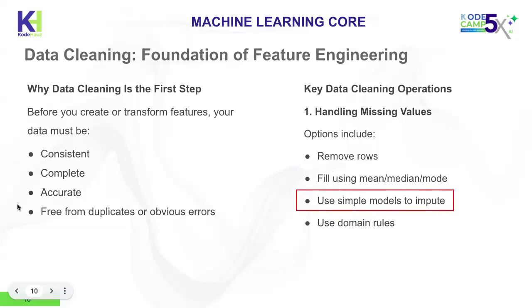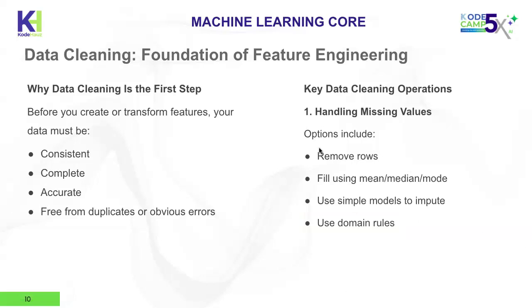Then the last one is domain rules. Like I said, in a lot of cases, these are domain specific. So using domain rules, there may be some rules of how you can fill in the gap in this data if you do not have it. Okay, so we'll go with domain rules. So this is the first step for feature engineering.